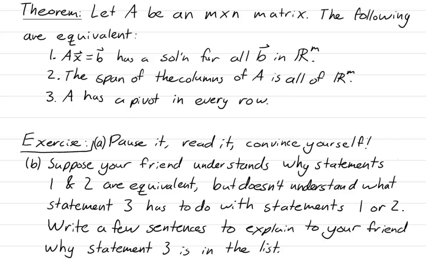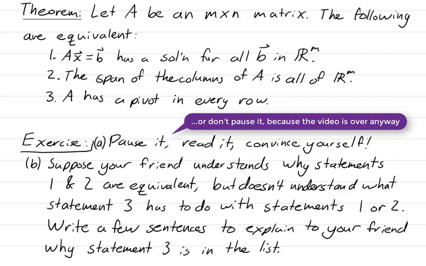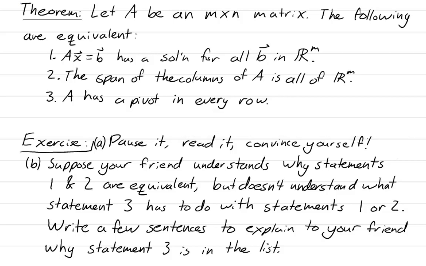And if you know that one of them is false, then you know that the other two statements are false too. So using this theorem to make some kind of conclusion about a matrix will be an important step in a lot of the problems in this class. So your exercise now is to pause the video, read the theorem, and convince yourself that it's true. You don't have to write anything down for part A. Then pretend that your friend understands why statements 1 and 2 are equivalent, but they don't understand what the pivots have to do with it. Write down a few sentences to try to explain to your friend why statement 3 is on the list in your own words.